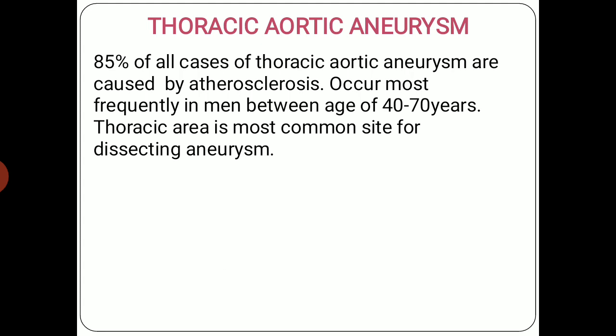Then जैसे मैंने पहले discuss किया, now on the basis of location we can say if there is aortic aneurysm in the thoracic cavity, so then it is known as thoracic aortic aneurysm. So 85% of total thoracic aortic aneurysms are caused because of atherosclerosis, that is plaque formation. Okay, then it occurs most frequently in men between the age of 40 to 70 years, and the thoracic area is the most common site for dissecting aneurysms.